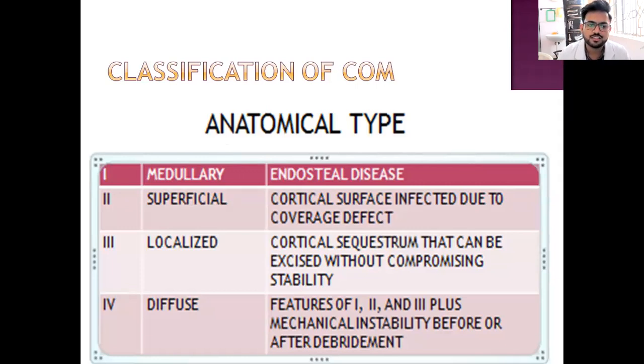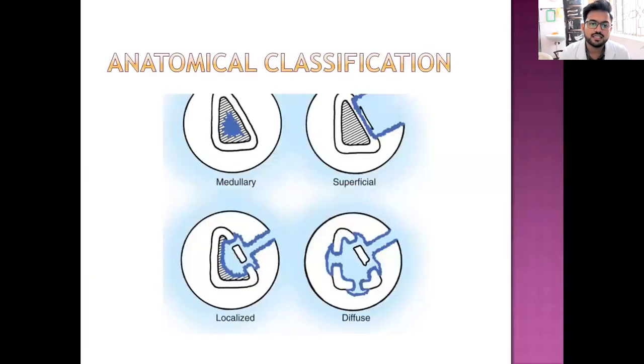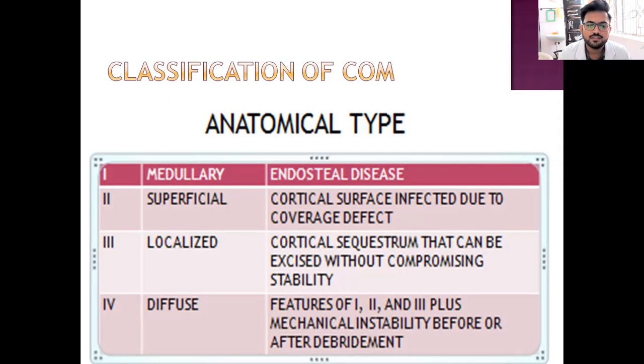In the anatomical classification, there are four types: medullary, superficial, localized, and diffuse. Medullary involves endosteal disease. Second is superficial, where the cortical surface is infected due to a coverage defect. Third is localized, where there is a cortical sequestrum that can be excised without compromising stability. And diffuse is the fourth one, with features of medullary, superficial, and localized, plus mechanical instability before and after debridement.